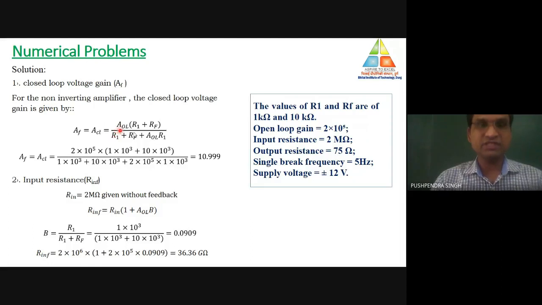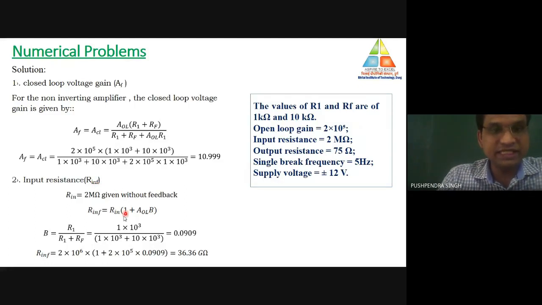And the second one is that there is a difference in R1 plus RF. In case of non-inverting, the numerator parameter is R1 plus RF. In case of inverting, it's RF only. So just substitute the values, all the parameter values are given here, and you will get the final result. Final result is 10.999.